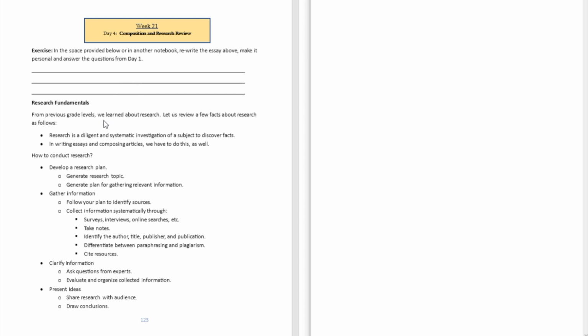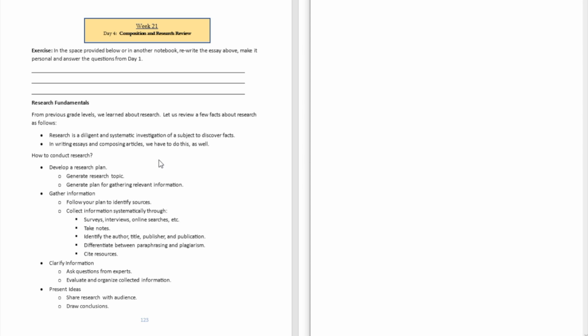I believe in 4th grade or 3rd grade, if you're coming through this curriculum, we talked about how research is a diligent and systematic investigation of a subject to discover facts. So when you are trying to investigate a particular topic with the intent of discovering facts about it, you are doing research. In writing essays and composing articles, we have to do this as well. For example, this week we talked about electromagnetism. Well, we had to do research about it. We had to understand what it is to start with, how electricity is generated.